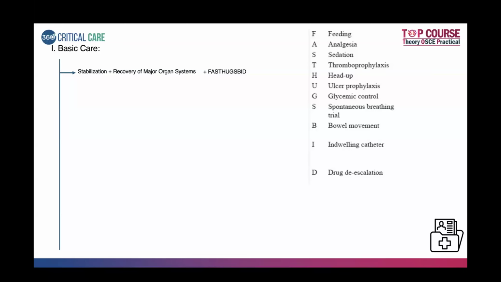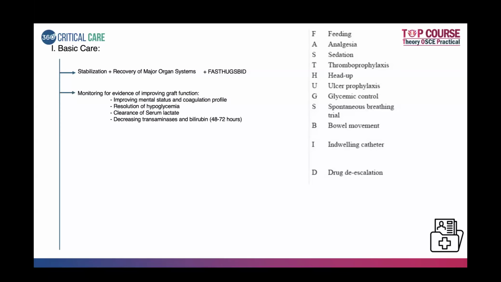And vasopressors, we need to titrate, as you know, to a MAP of 65 to 70. That's based on the comorbids also. Along with this, the FASTHUG-BID has to always be mentioned. In paper 2, invariably, most of your questions are going to be management questions. So you will have to mention it as specific and basic critical care. When it comes to basic critical care, make it a point to mention this FASTHUG-BID.